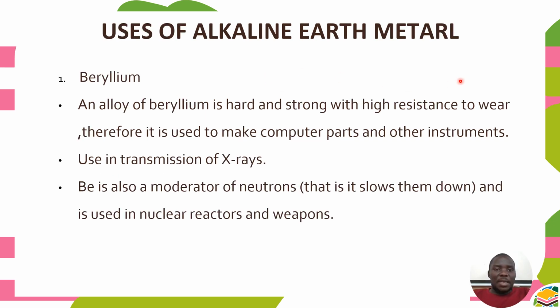Uses of alkaline earth metals. Start with beryllium. Alloys of beryllium are hard and strong with high resistance to wear. Therefore, it can be used to make computer parts as well as other instruments. It is used in transmission of X-rays. Beryllium is also a moderator of neutrons. That is, it slows them down, and it is used in nuclear reactors and weapons.